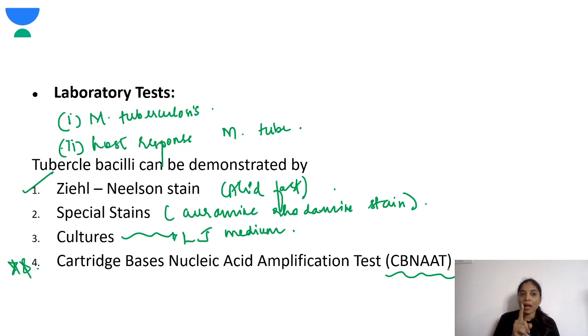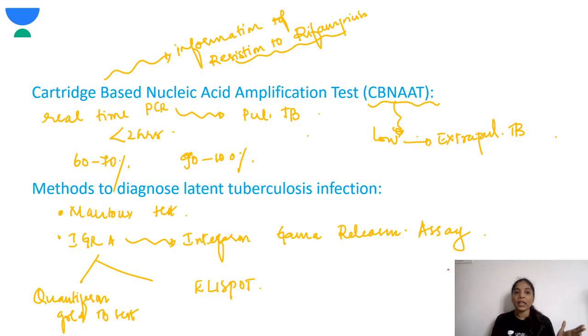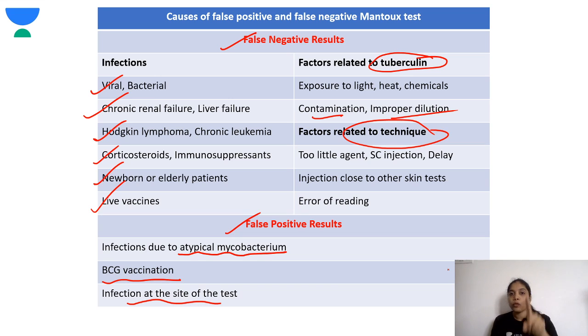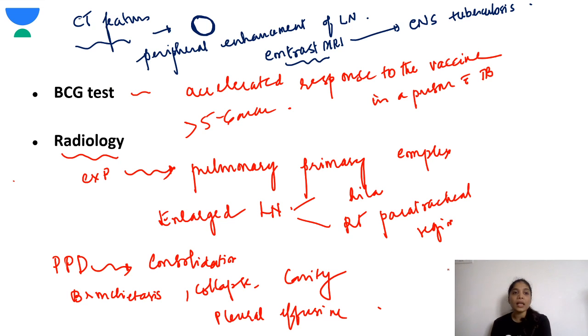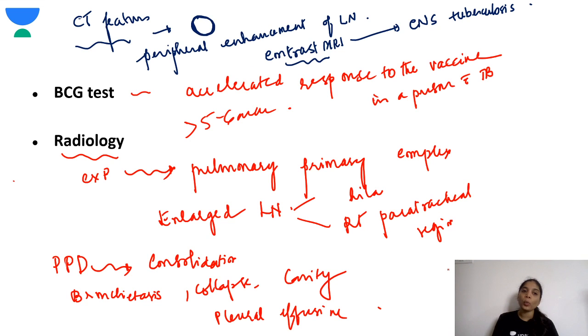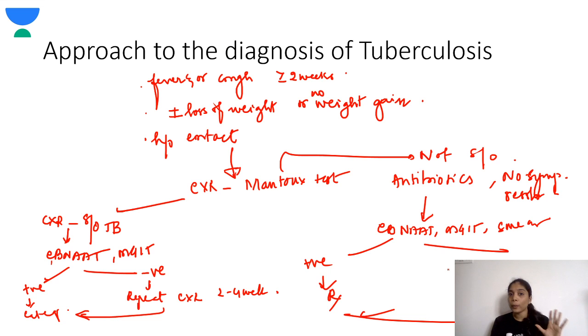The laboratory tests should be divided into two categories. One is based on the properties of Mycobacterium tuberculosis, and the other is the host response to Mycobacterium tuberculosis. Culture, staining, cartridge based nucleic acid amplification tests and IGRA are all very helpful in testing. Then comes the tuberculin test. You should know what the false negative and false positive results are, and you should know the radiology findings. I will be showing a few chest X-rays of tuberculosis in the quiz session, which will be on Saturday.